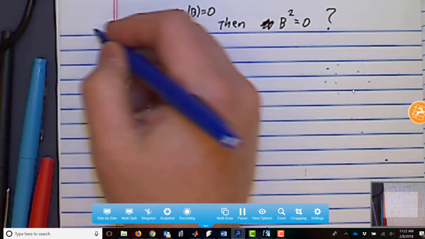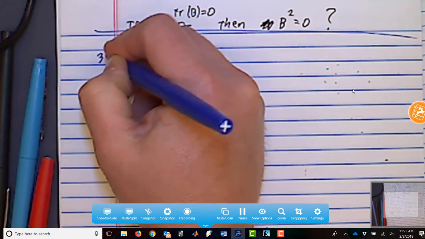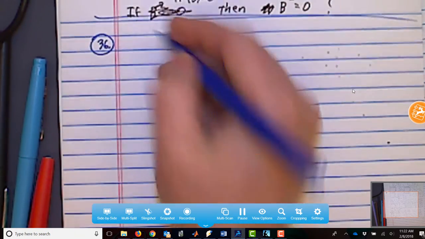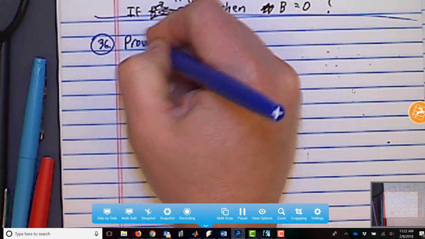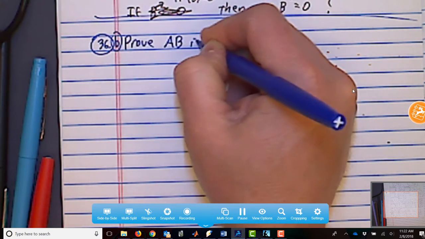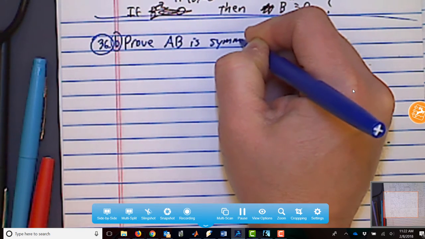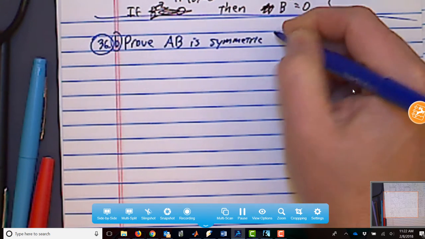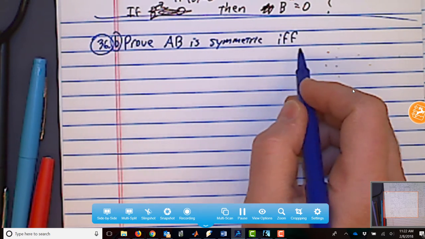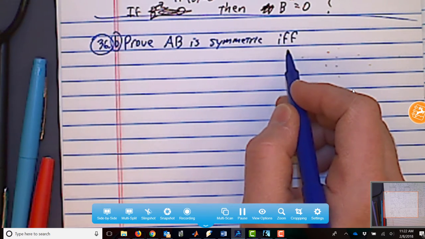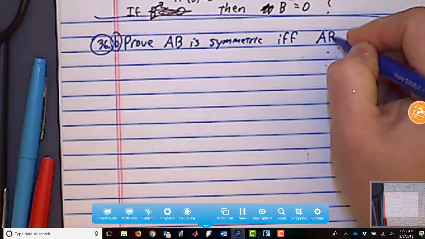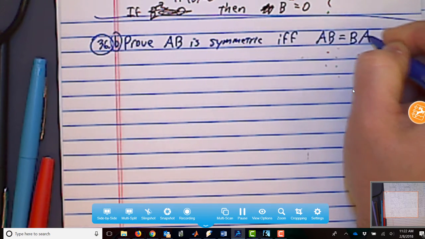So, number 36 said, prove, this is part B, prove AB is symmetric if and only if AB equals BA. Guys, I'm going to write this as IFF. Did I give you guys that abbreviation yet? If and only if. And again, it's AB equals BA. This is what we're trying to prove, right?